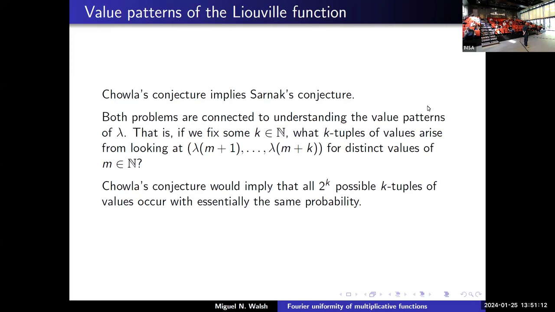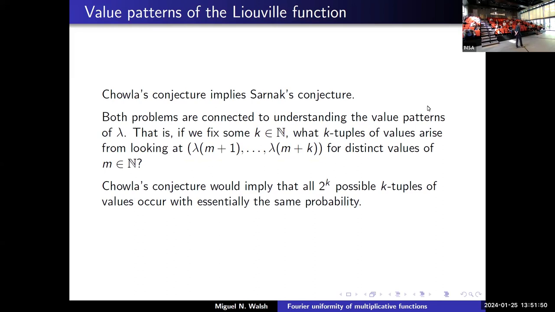Now, as you may get from what I've been saying, both problems are connected to understanding the value patterns of the Liouville function. So what do I mean by this? Given a natural number k, we look at the k-tuples of consecutive values of the Liouville function. So we start with some integer n, and from there we look at the value of the Liouville function at n, n plus 1, n plus 2, and so on, up to n plus k. And we try to understand what sort of value patterns arise in this way. The Liouville function takes two values, minus 1 and 1, so there are at most 2 to the k possible value patterns that it can take.